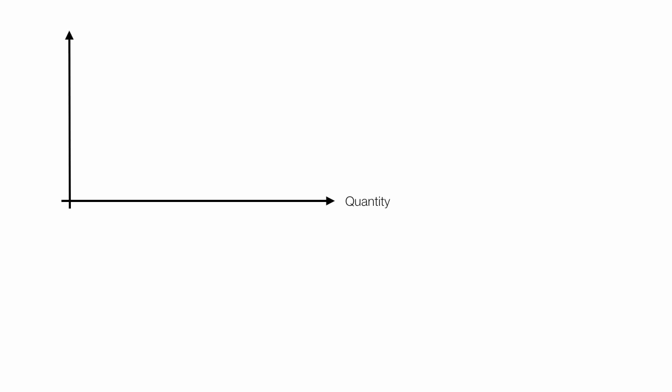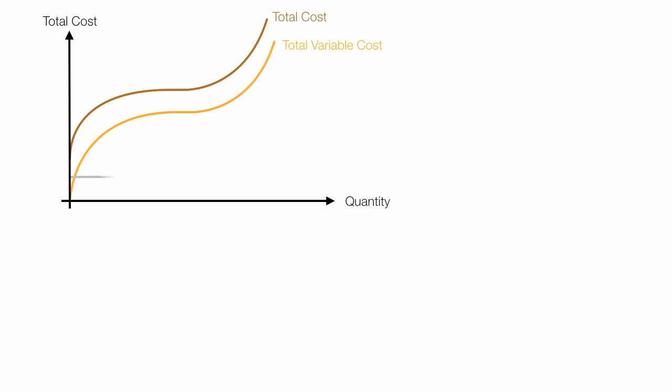I put quantity on the horizontal axis and total cost on the vertical axis. I draw in the total cost curve and the total variable cost curve. Lastly, I draw in the fixed costs curve. The total cost and total variable costs are parallel to each other. Total cost is equal to total variable cost plus fixed cost. Fixed cost is that distance, the distance between total cost and total variable cost.